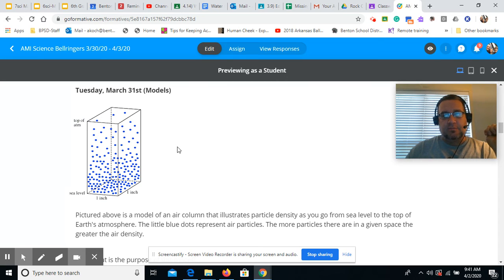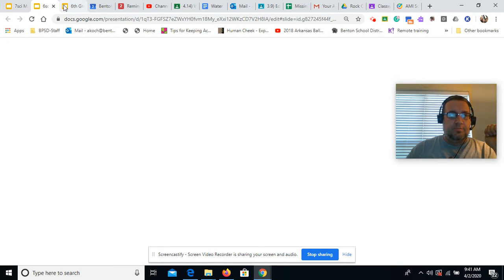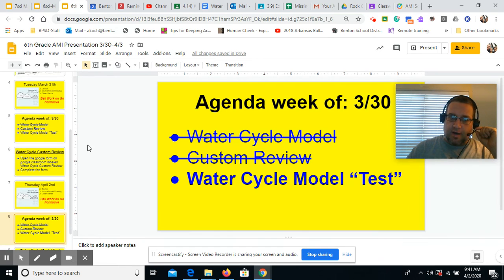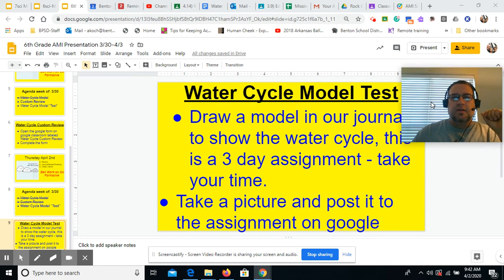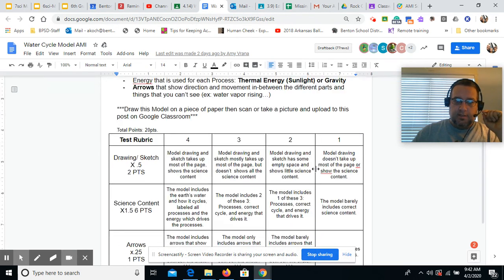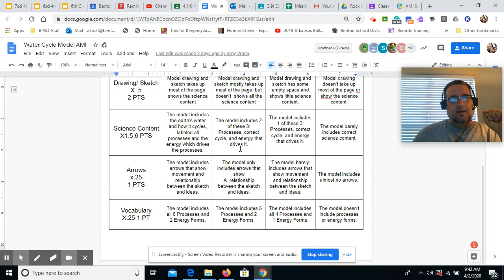All right, as well. And we're going to jump back to our real purpose here today, which is this model. So you're going to draw your model. One thing I want you to really focus on is this: does every process have an energy? Touch your model if you haven't already. Go to each of your processes. Does evaporation have a cause? Does it have an energy?